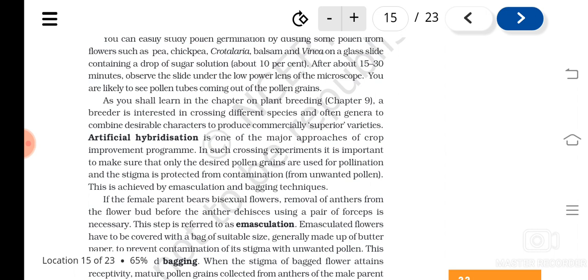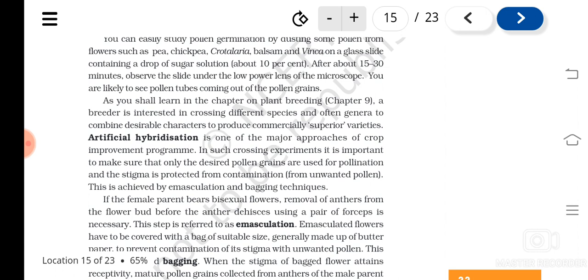Then second, if it is bisexual flowers, what do we have to do? We have to remove the anthers. What is that step known as? Emasculation, isn't it? After emasculation, bagging. What is bagging? Covering of the stigma, so that there is no contamination of the stigma with other pollen grains.